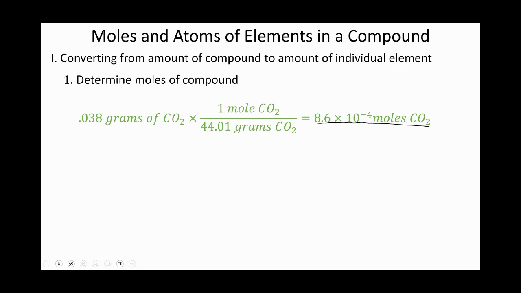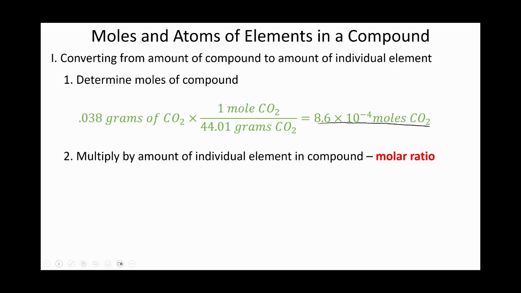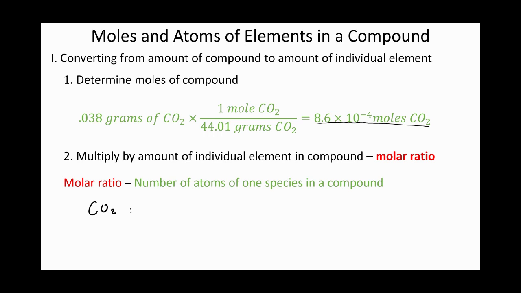The next thing we're going to do is multiply that number of moles by the amount of individual element in that compound, something called the molar ratio. And so we define that as the number of atoms of one species in a compound. And so if we're looking at CO2, what we're looking at is that for every 1 CO2, there is 1 carbon. And if we're looking at the oxygen, for every 1 CO2, there are 2 oxygens.